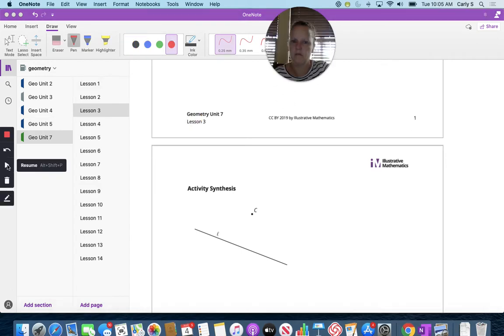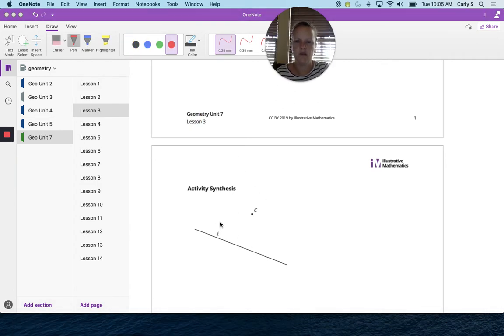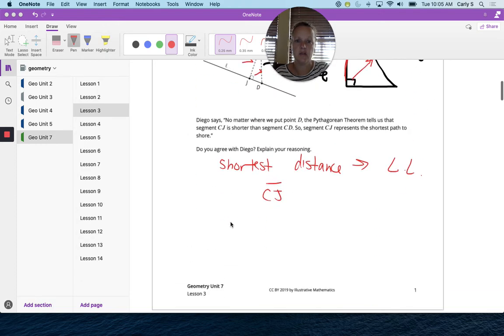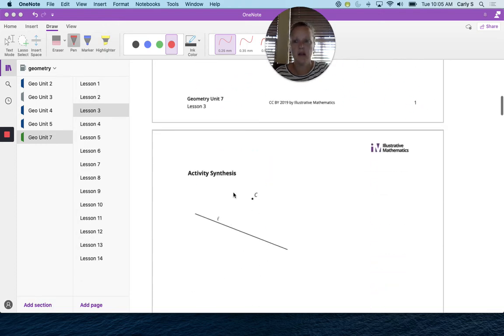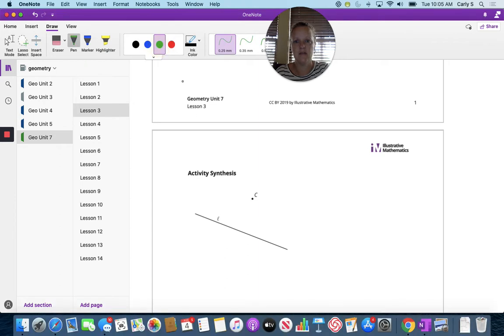If we look at this drawing right here, which is just this drawing without the triangle drawn in it, there are actually lots of different paths that I can get to line L, which is your shore, from point C. Okay, lots of different paths. And if I exaggerate this, you can obviously see that this one appears to be the shortest distance, because it meets the shore at a right angle.